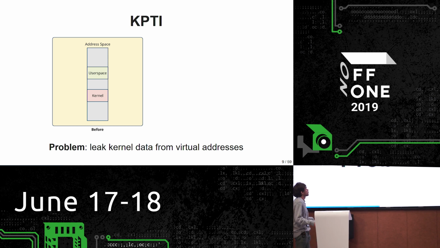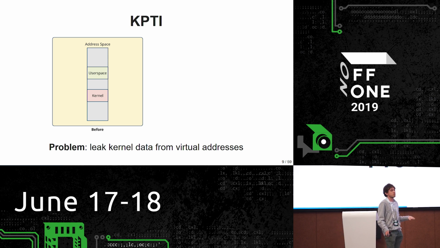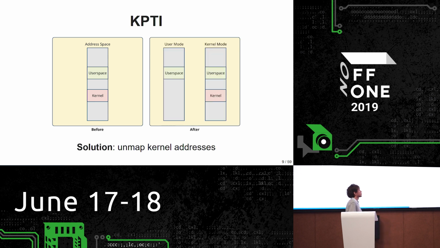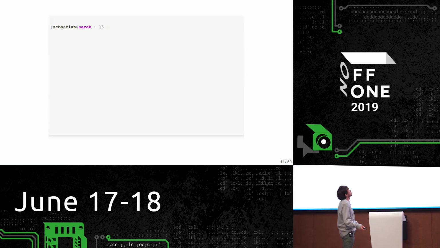Before Meltdown, we just had one address space. We had the user space program and the kernel in the same memory address space layout. The problem with Meltdown is that you can leak kernel data just by accessing virtual addresses speculatively. So what's the solution? You introduce two address spaces, one without the kernel and one with the kernel. Once you're in user mode, you don't have any access to the kernel addresses. So now we have a system with all the mitigations in place, which looks like this.